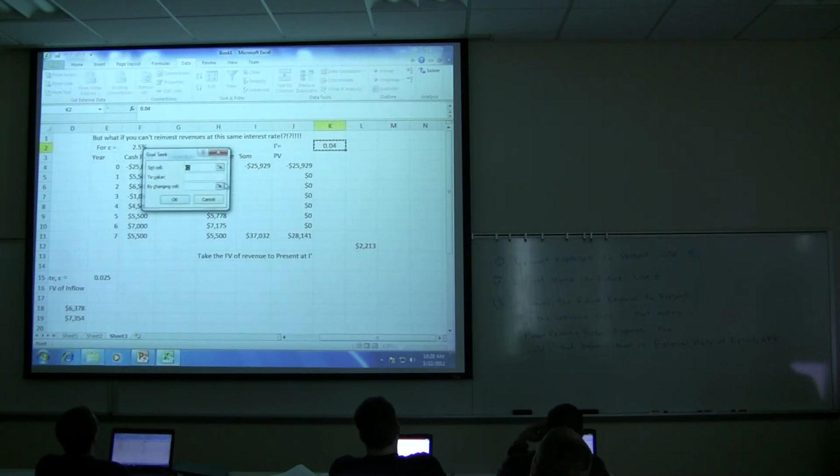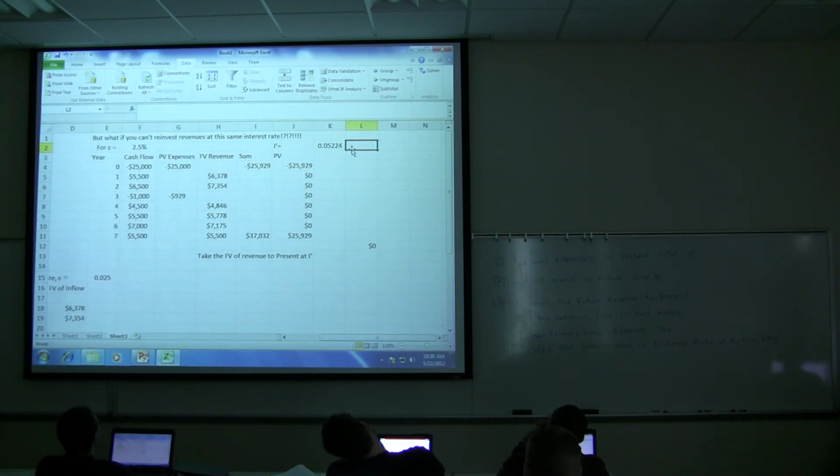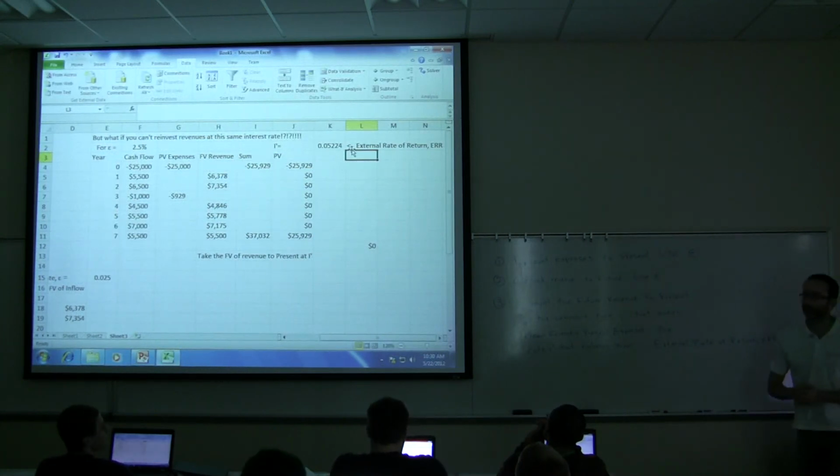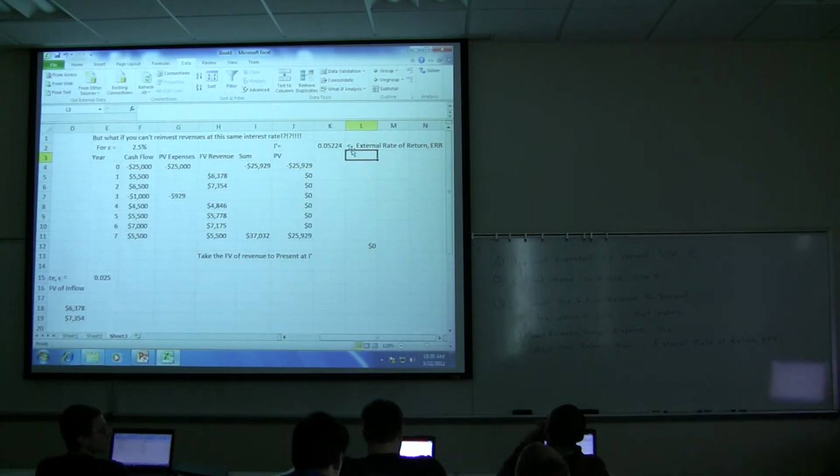And when I goal seek it, I want the difference to be 0 by changing, and then this is the external rate of return, ERR. Any questions about that procedure?